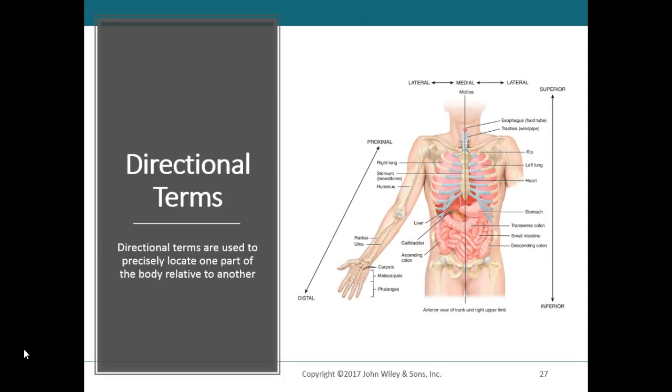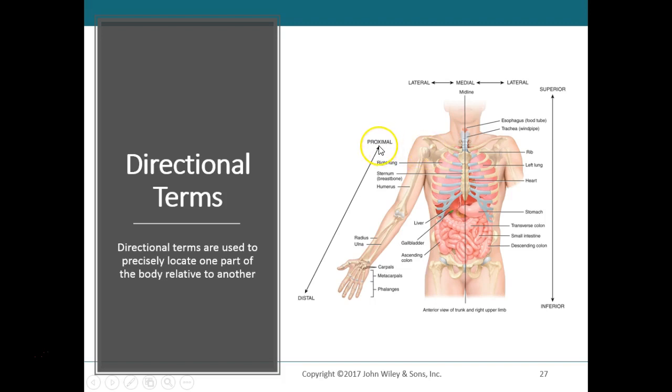Directional terms are used when we want to describe one body part in relation to another. For instance, the head is superior to the pelvis. The hand is distal to the shoulder. So we're going to look at some of these terms, and then we'll look at some examples of how to properly use these. Distal means farther away from the point of attachment. So if you look at the upper limb, the arm, the hand is farther from the point of attachment. So the hand is distal to the elbow. The hand is distal to the shoulder.